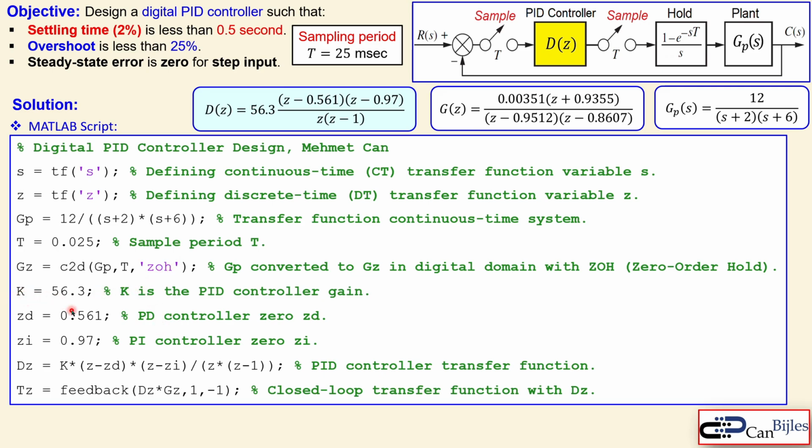The K here is our calculated PID controller gain. ZD is the PD controller zero. ZI is the PI controller zero. And this is the transfer function of the D(z), which we see here. Now, together we have our PID controller. And this is the T(z), which is the feedback closed loop transfer function. So the feedback command will use the forward gain, which is the first entry. In the second entry, the gain or the block we have in the feedback, which is just 1. That's why we have 1 here, and a -1 here to have this negative feedback. Okay, that's the script. You can use that to check this for yourself.